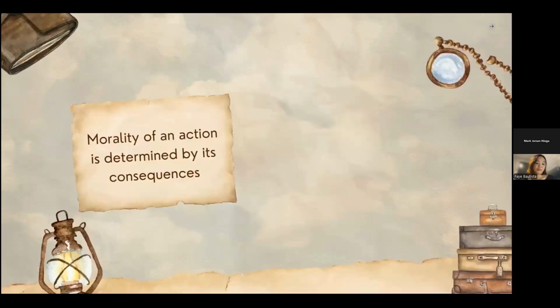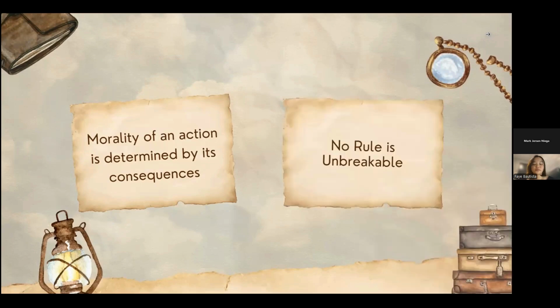Next. The greatest happiness principle was considered by Mill to be the foundation of morality. He argued that our actions should aim to promote the greatest possible happiness. He then expressed the idea that the morality of an action is determined by its consequences, which means that our actions can be judged as morally right if they promote happiness and morally wrong if they result in the opposite, which is unhappiness. But then he also said that none of the rules are unbreakable or absolute, because there are situations where breaking the rules promotes the greatest happiness for the greatest number.